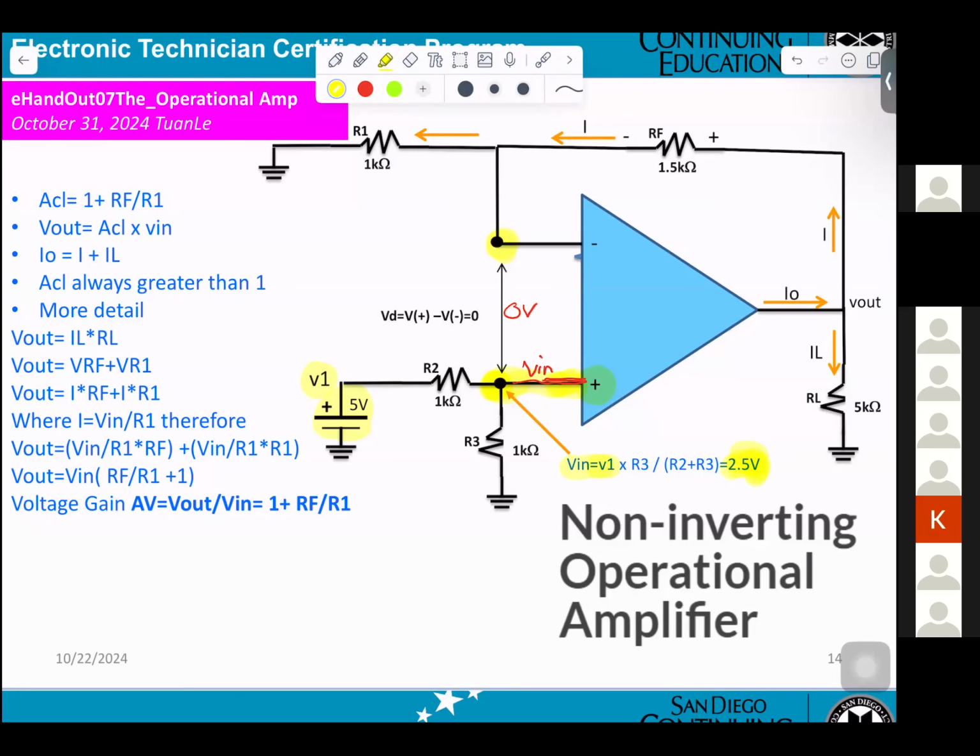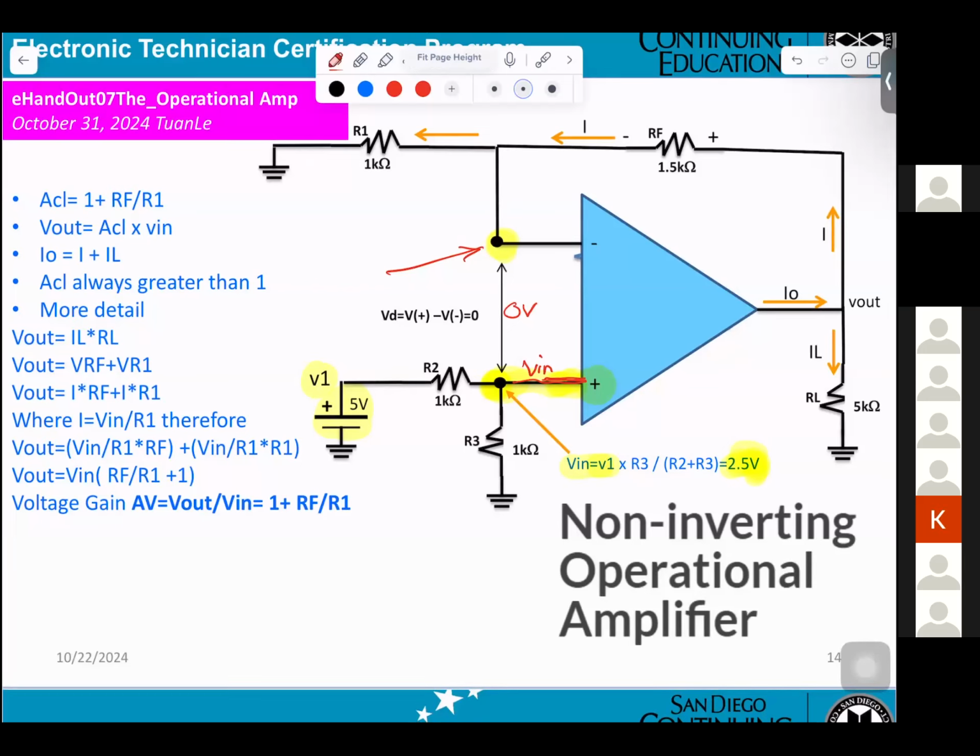And at this point, they will be the same as V in. So basically, they will be 2.5 volts.